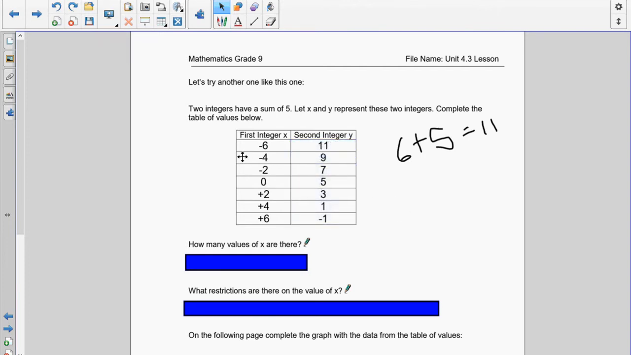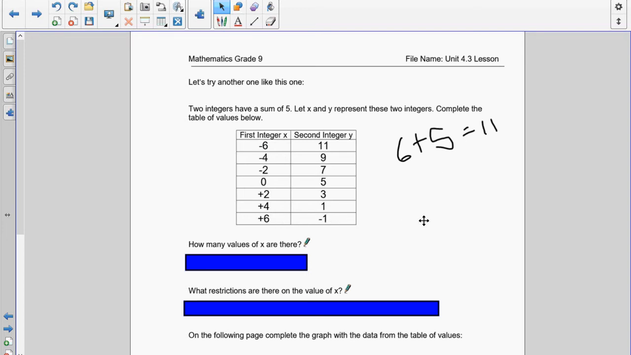So that's 11. Now to get from negative 4 to 5, I go from negative 4 to 0, which is 4. And then to get from the 0 to the 5, I add another 5, so 4 and 5 is 9. Likewise, I can go through negative 2 and add 7, 0, add 5. At 2 to get to a 5, I only have to add 3. From 4 to get to a 5, I add 1. And of course, once I get past 5, I have to start adding a negative number. So positive 6 plus negative 1 equals a 5.